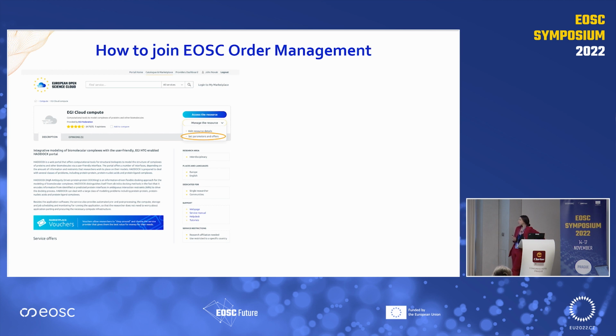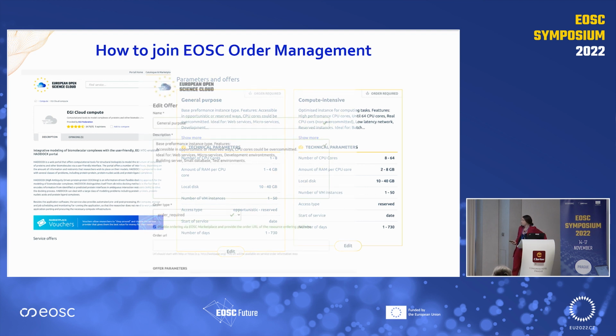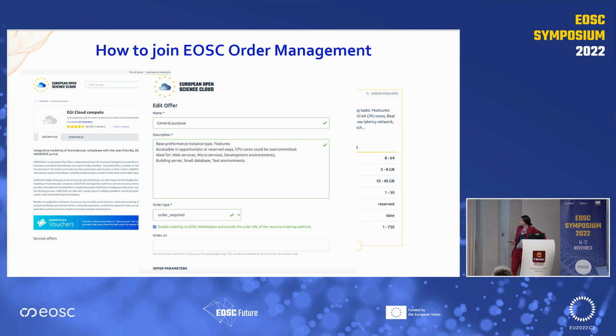You can choose something that is called manage the resource and then go for setting parameters and offers. Now, one thing is that the current capability is serving the purpose of order management, but as you can see here, this is everything that the provider defines. It's in the provider's hand, and there is a kind of generic UI for it. Those are the main general information on the offer.